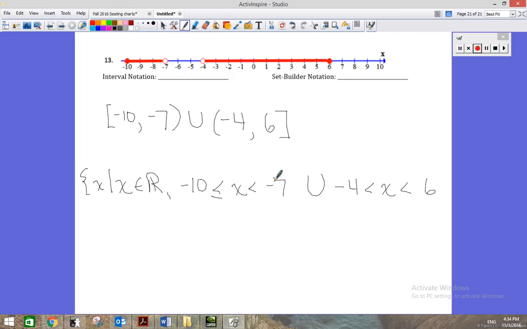-10 was smaller than -7. -4 is smaller than +6. When I'm saying point in the same direction, it's just within that compound inequality. After the union, this pair has to point in the same direction. Now, since 6 is included, I have to have less than or equal to. So, 2 different notations that describe the same set of numbers. This is interval notation. This is set builder notation. Hopefully that helps. Talk to you later.